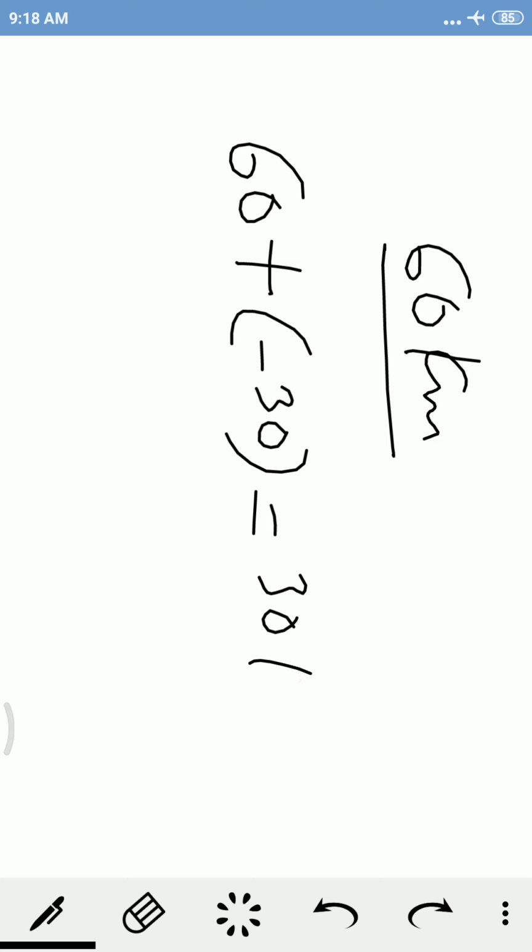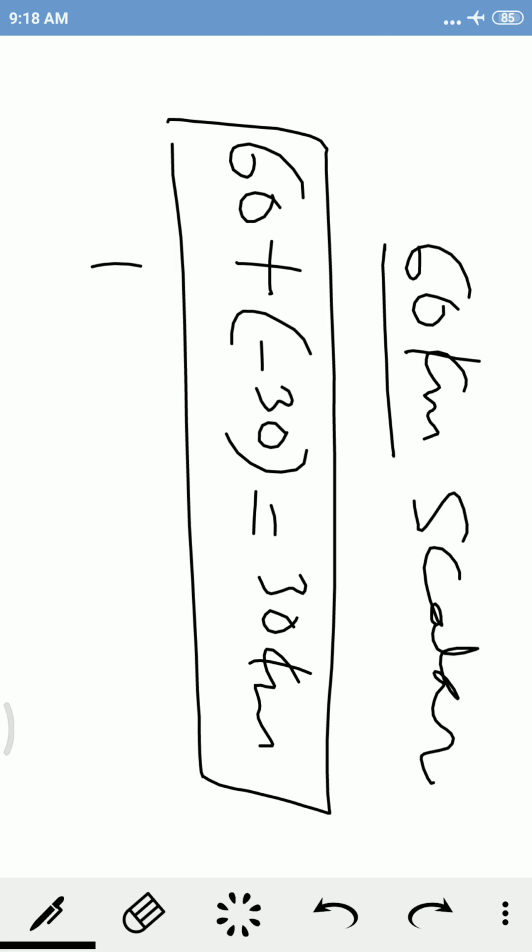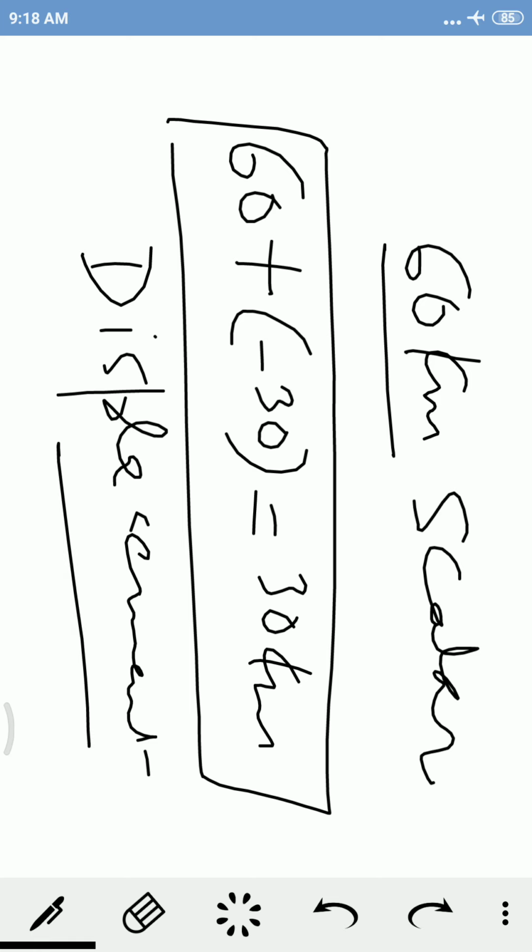Why? Because distance is a scalar quantity and displacement is a vector quantity. So here we have taken the direction also. We can understand it with one more example.